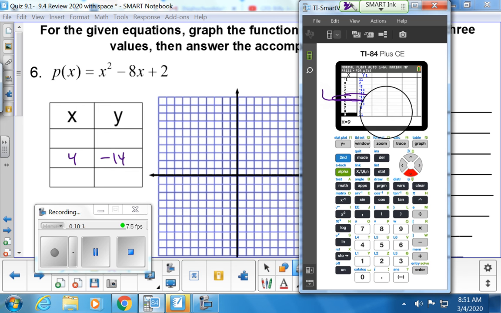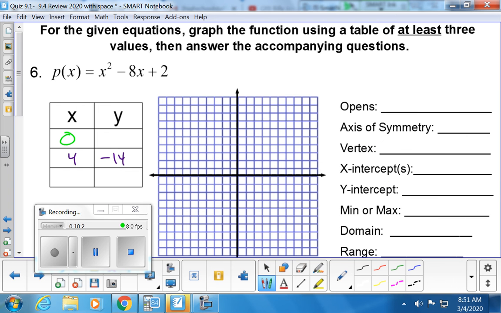Sometimes I look for maybe x and y intercepts, or points that have zeros in them. See this 0, 2? I really like that 0, 2, because that's an intercept, so I would include that.